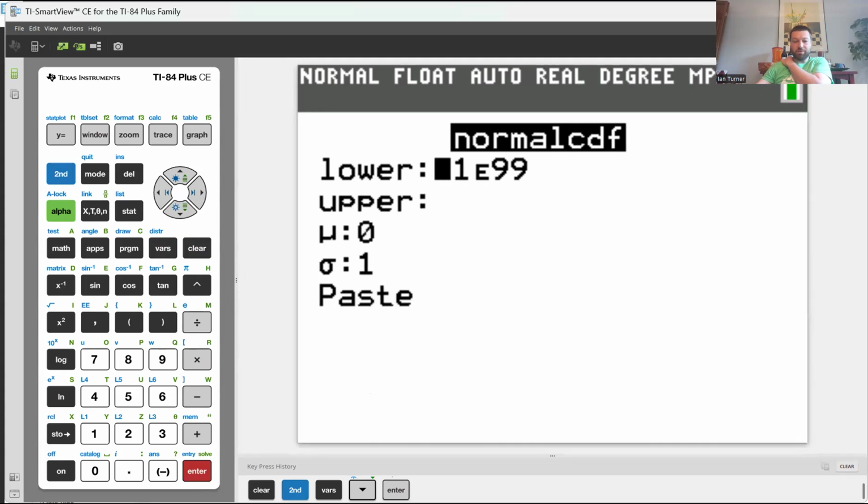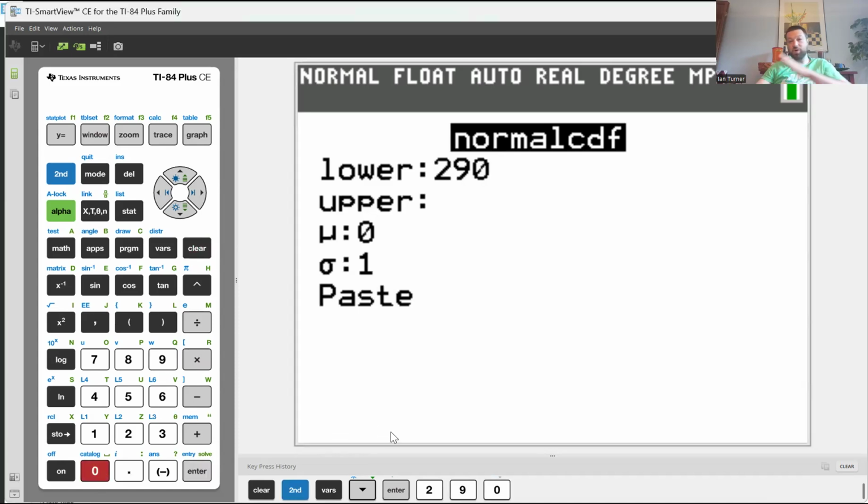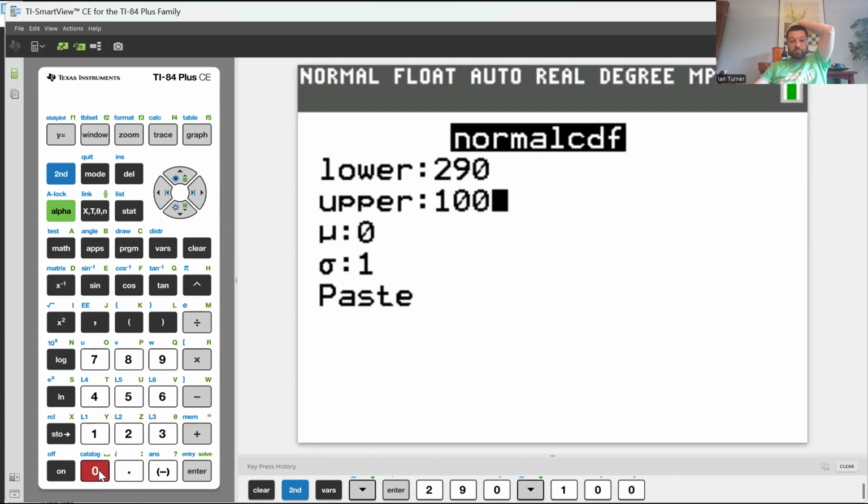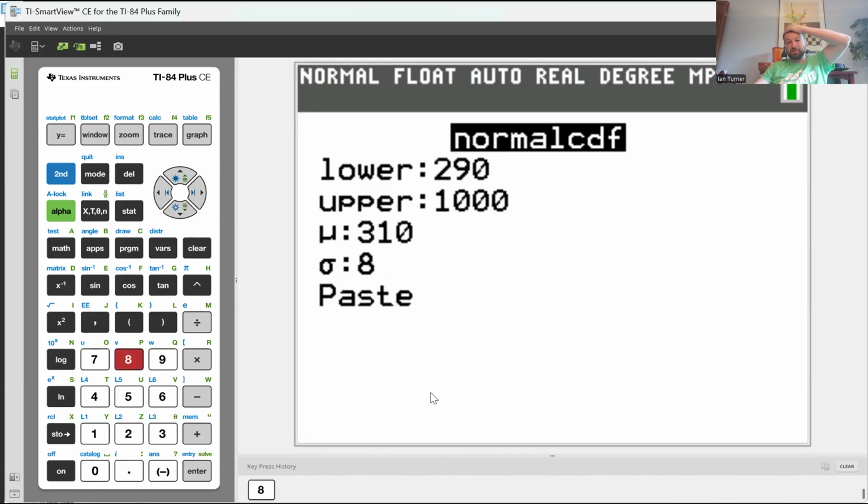Okay, what did we want? Oh boy. We wanted that he was greater than 290. So that means our lower bound is going to be 290, right? Because we want him above 290. And this is where you go upper. You put 1,000. Now our standard deviation, I think we were at 310. Or sorry, our mean was 310 and our standard deviation was 8 yards. I think that was correct.